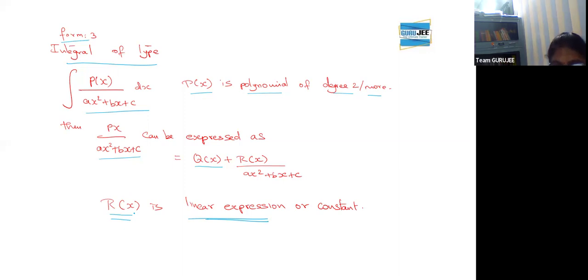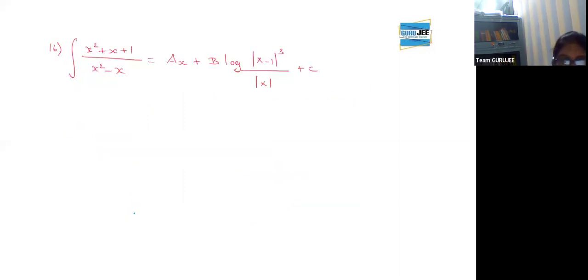It is already there in your book. We'll see the formula. I mean, we will see the problem. The integral of (x square plus x plus 1) divided by (x square minus x) equals x plus b log mod of (x minus 1) cube divided by mod x plus c. They have given the result also. So we have to arrive at this solution.